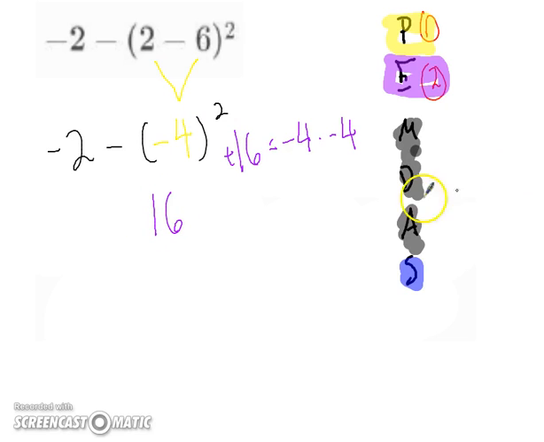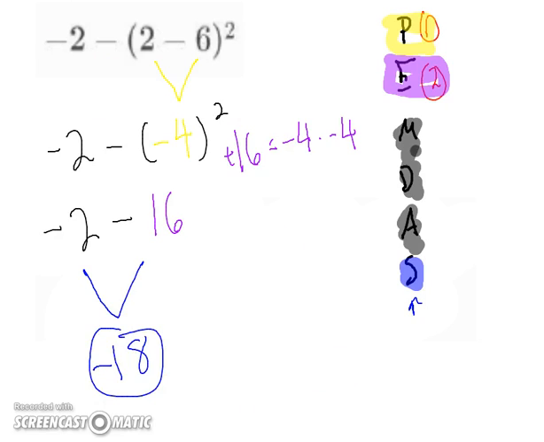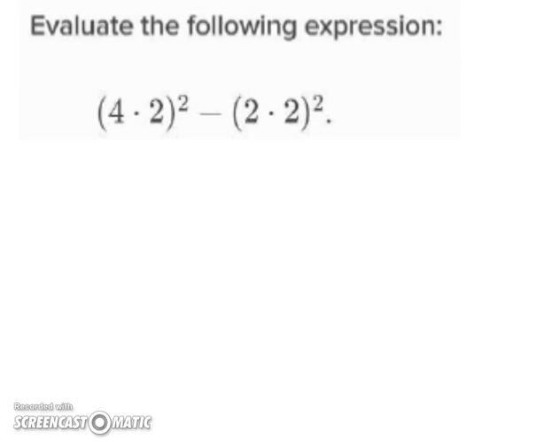And now I bring all the other stuff down. Negative 2 and the minus. And now I'm going to do the blue thing next, which was subtracts. So I'm going to take those two. Now, negative 2 and negative 16 are both the same, so it makes negative 18. And that's my answer.